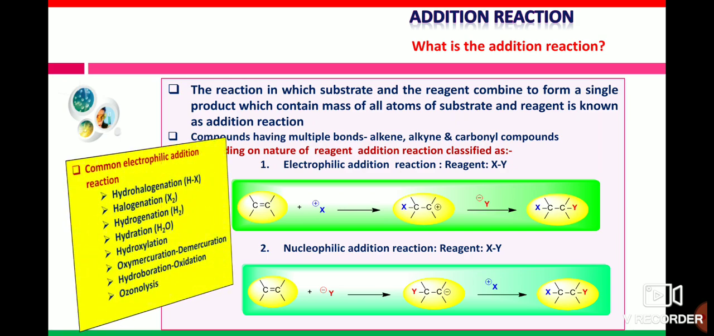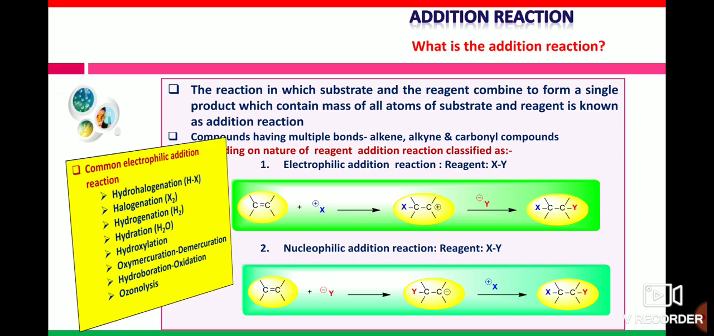The common electrophilic addition reactions which occur in alkenes and alkynes are hydrohalogenation reaction, halogenation reaction, hydrogenation reaction, hydration reaction, hydroxylation reaction, oxymercuration-demercuration reaction, hydroboration-oxidation reaction, and ozonolysis reaction.